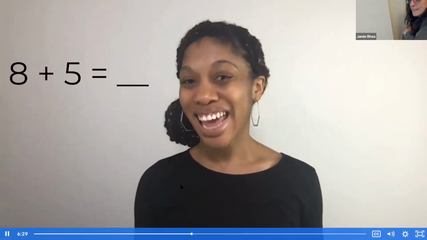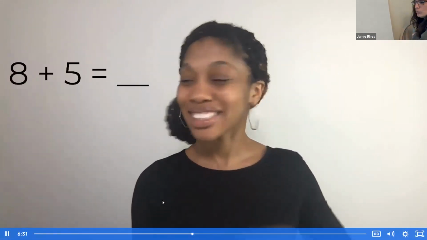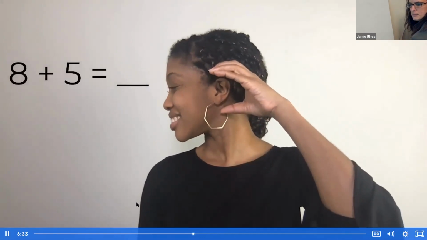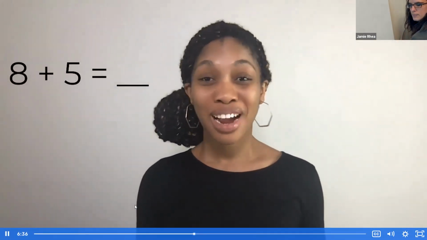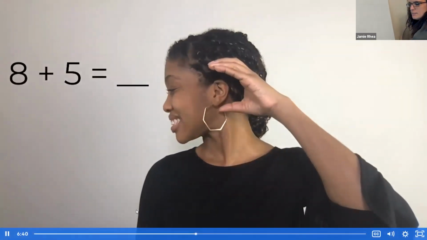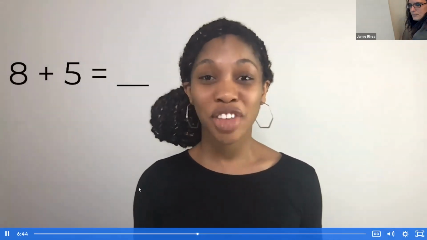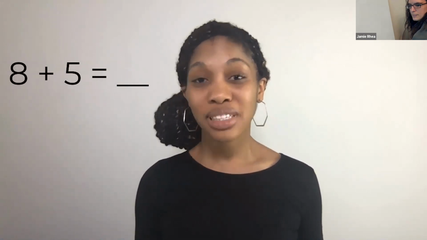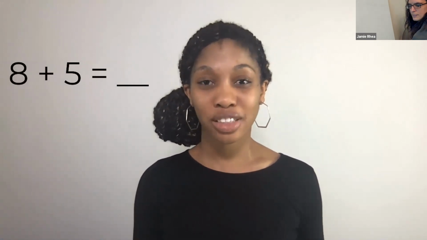Are there any 10s in the number 8? Nope, no 10s. Are there any 10s in the number 5? Nope, no tens. Right. There's no tens in the number 5. Well, let's go ahead and solve 8 plus 5 and see what our answer is.